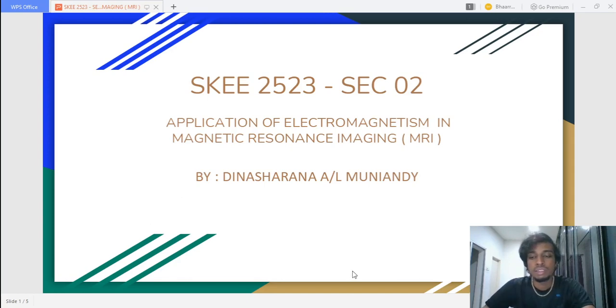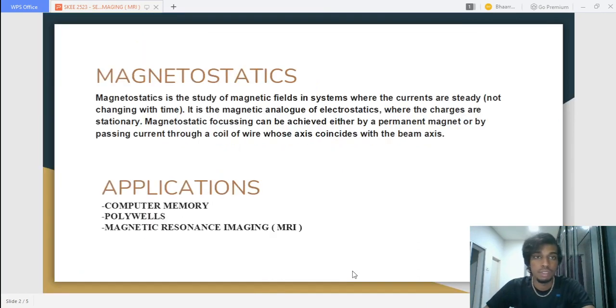So an MRI uses electromagnetic fields, which uses the concept of magnetostatics. Magnetostatics is the study of magnetic fields in systems where the currents are steady and do not change with time. It is the magnetic analog of electrostatics, where the charges are stationary.